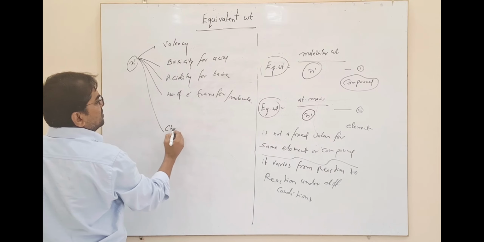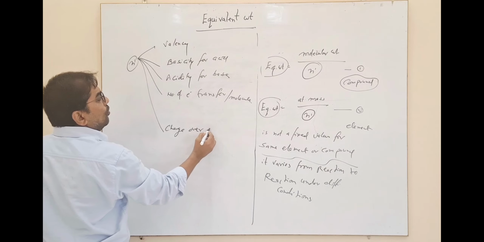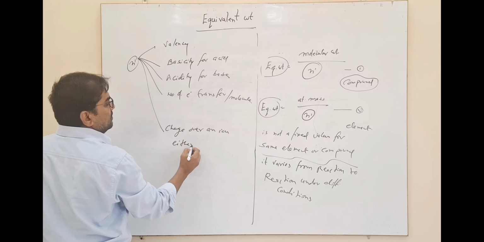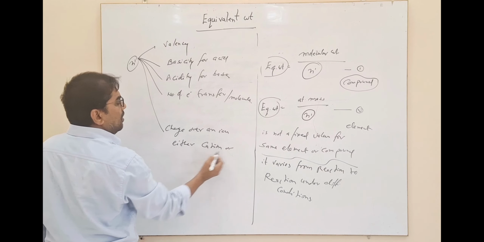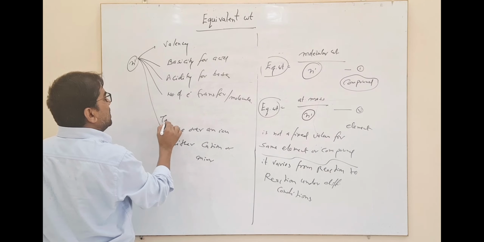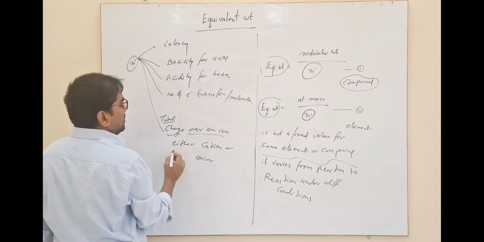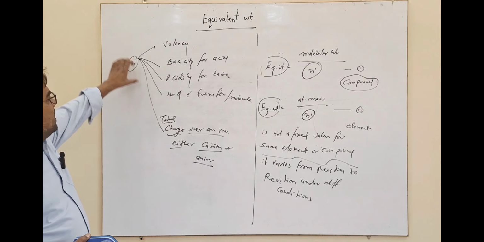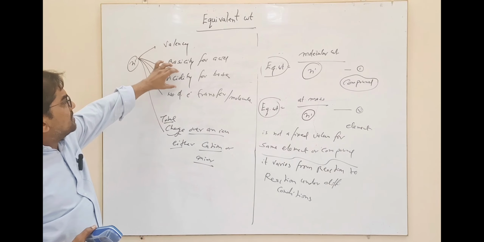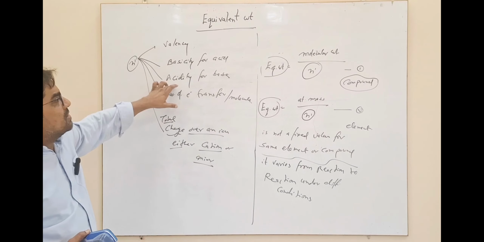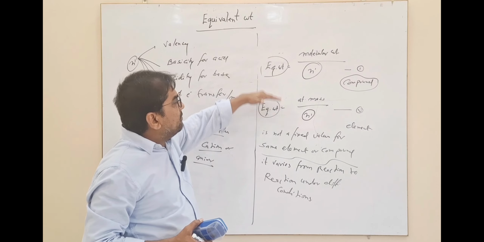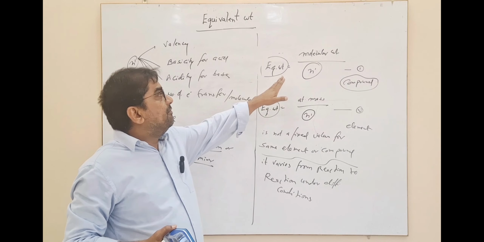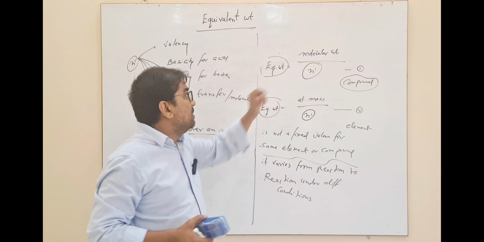It is the charge over an ion, either cation or anion. The total charge over an ion, whether we take cation or anion. So N dash we can find out for different substances in different conditions. That's why equivalent weight varies from reaction to reaction under different conditions. It's not a fixed value for all elements or compounds.